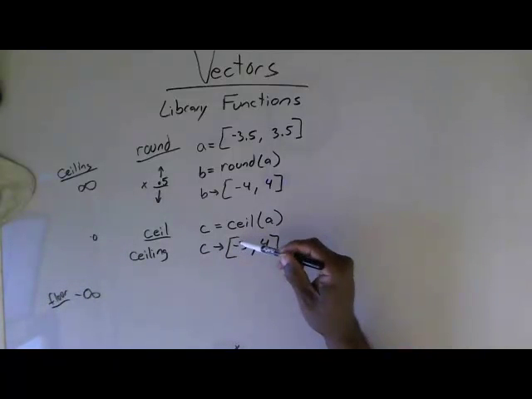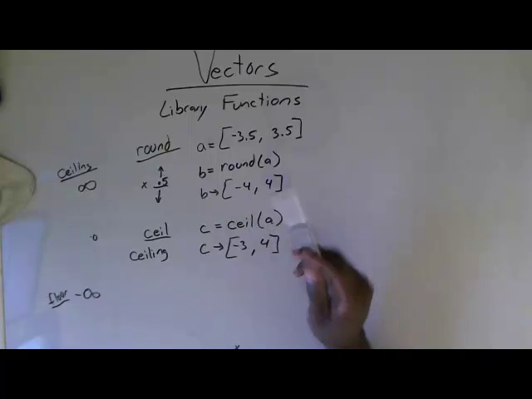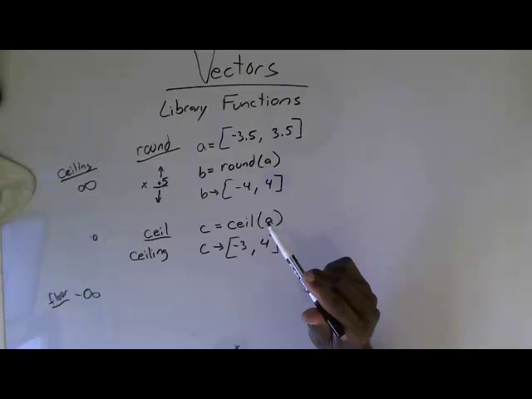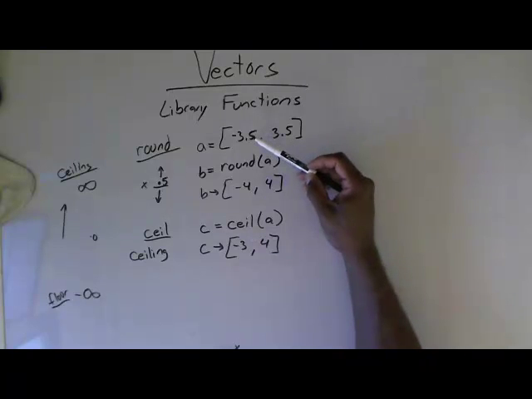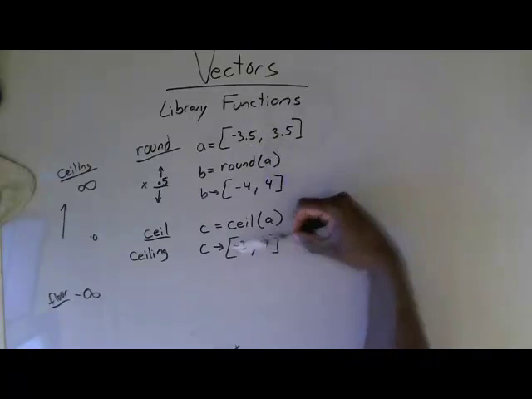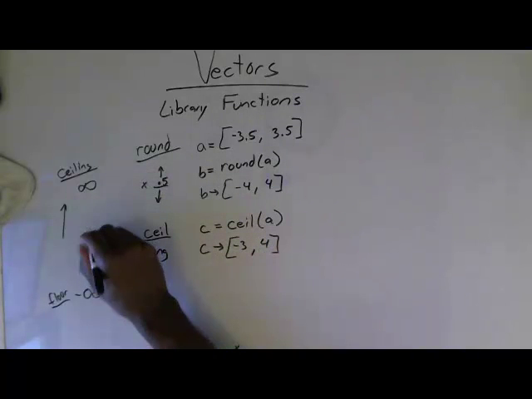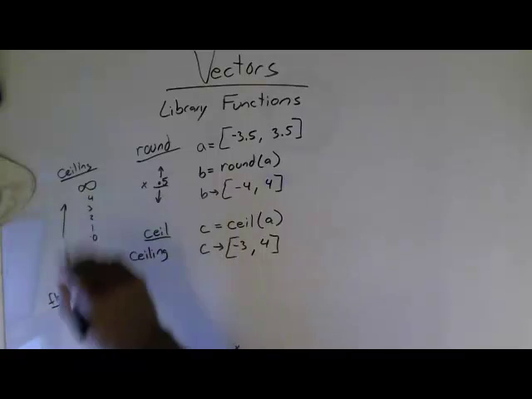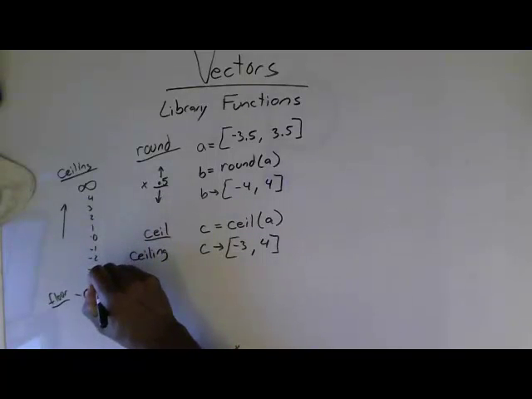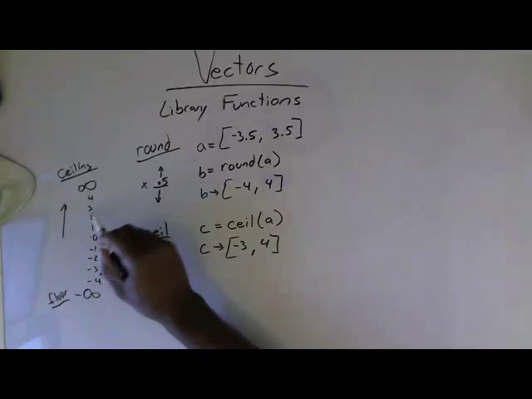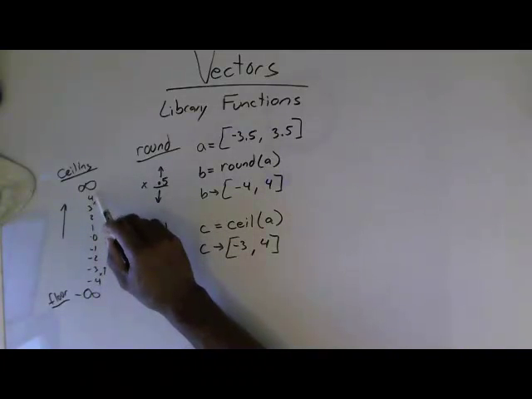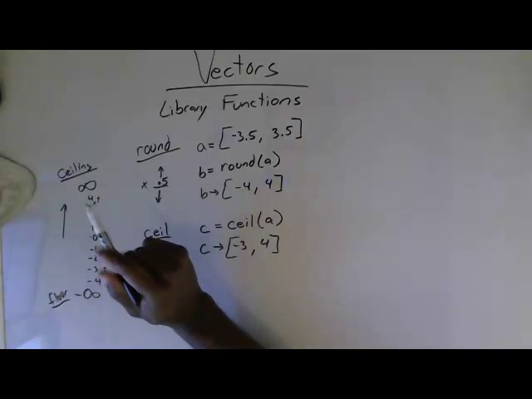So if you're doing ceiling, it's going to take things always up towards this way. So that's why when I do the ceiling of negative 3.5, I get negative 3, because it's going to go up towards the ceiling. And in terms of the number line, 2, 3, 4, negative 1, negative 2, negative 3, negative 4. Negative 3.5 is in here, so I'm going to take the ceiling up that way, which takes me to negative 3. And 3.5 is here, I'm going to take the ceiling up this way, which takes me to 4.